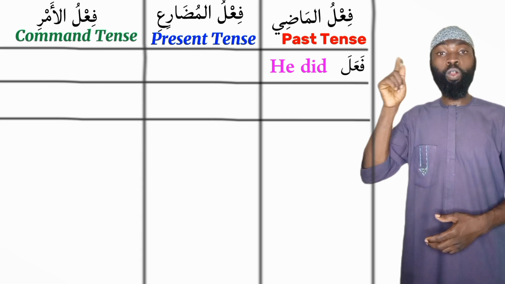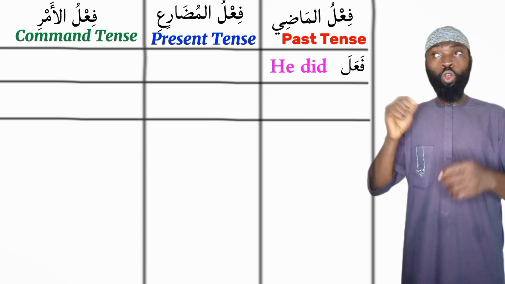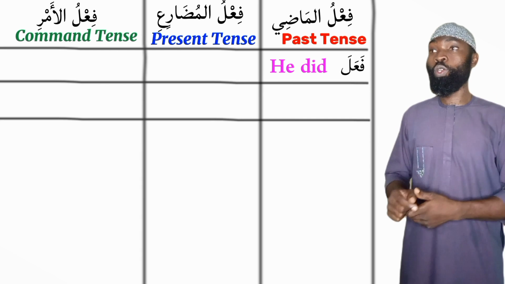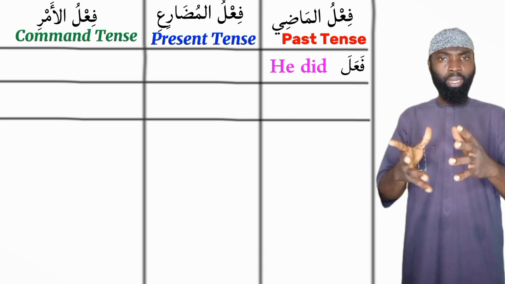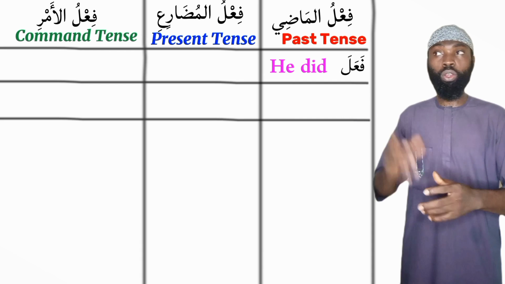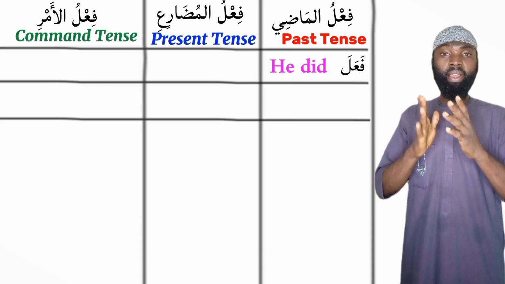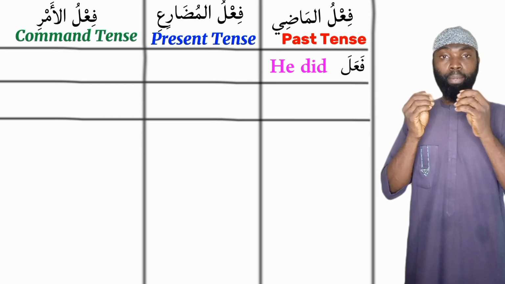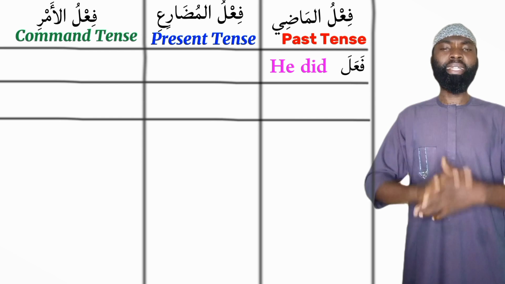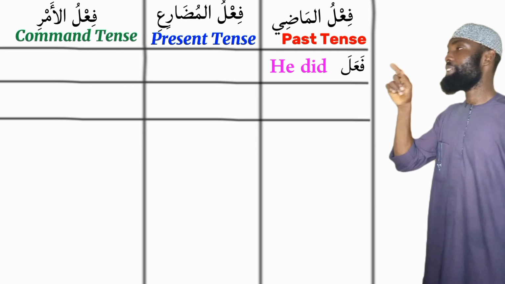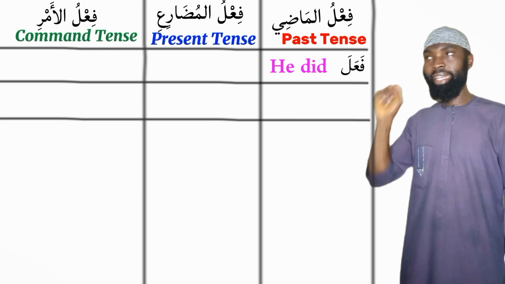Went, then gone. Can you see? From go, it has changed to gone and also to went. And you can see there is hardly any similarity between go and went. But in the Arabic language, the basic letters and the root letters are usually maintained. So we said we have fa'ala, which means he did.